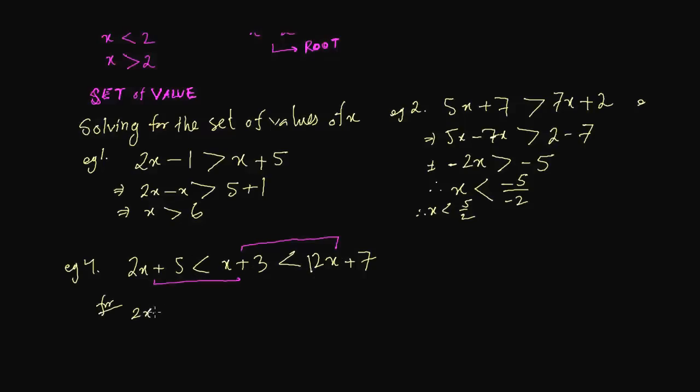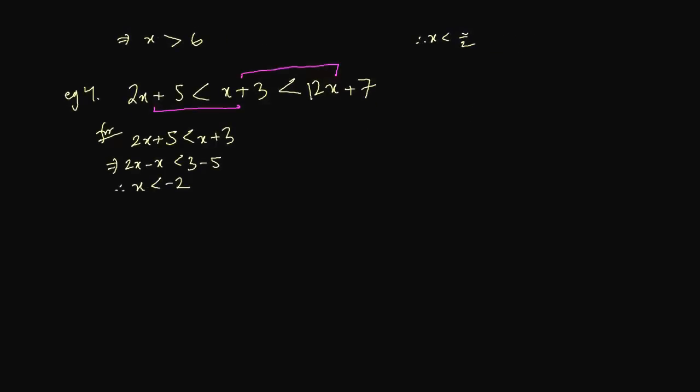So let me write it out like this. For 2x plus 5 less than x plus 3, so 2x minus x less than 3 minus 5. So this is going to be, therefore, x is less than minus 2. There is no negative number, so we didn't have to reverse it. So x is less than minus 2. That is going to be the set of values of x.